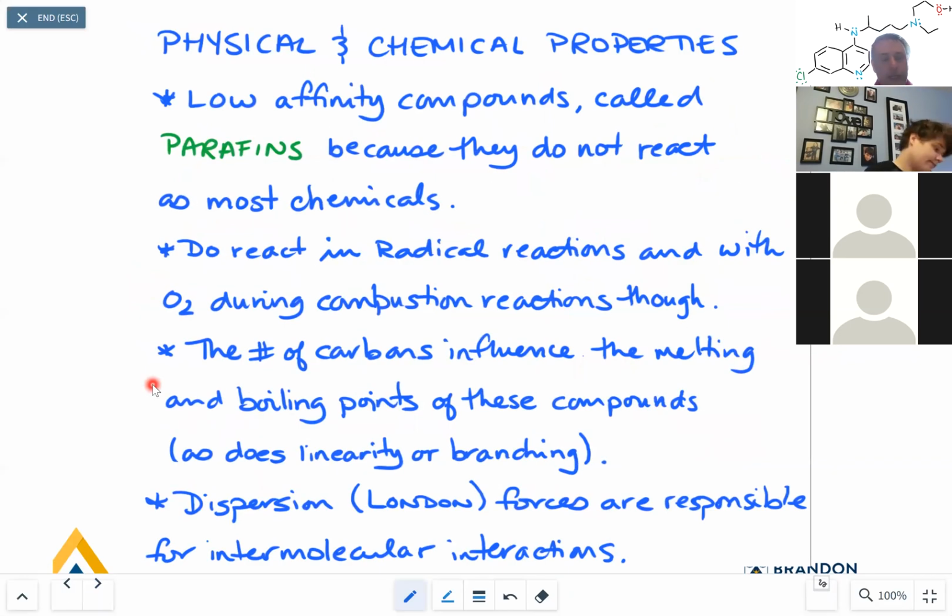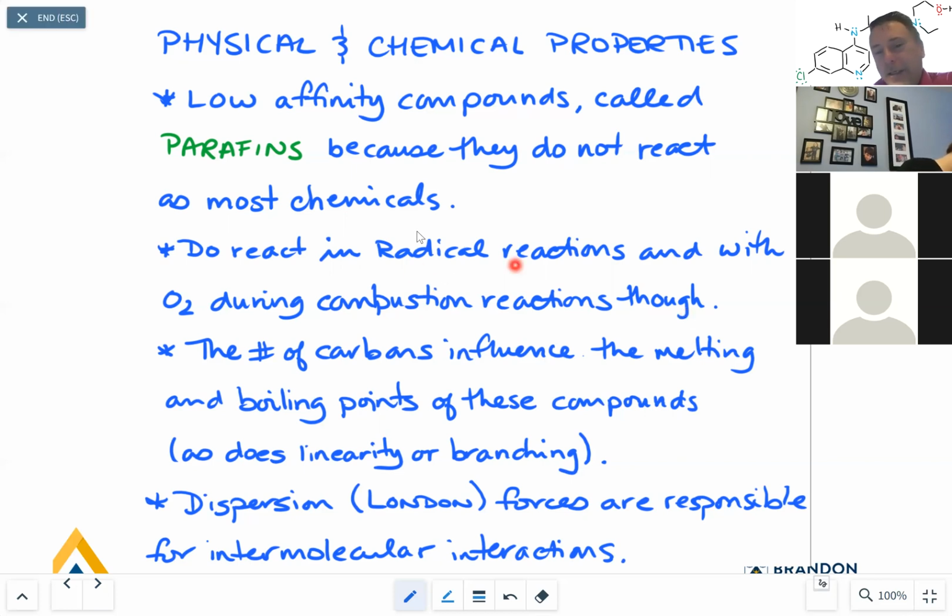All right, now we're approaching the end of this little section, which is nice, the physical properties and the chemical properties of these things. So they have a low affinity for most reactions. So another historic name, they're called paraffins because they don't react with most chemicals. They do react in radical reactions and with oxygen during combustion reactions. So we can burn these for combustion, use it in our cars all the time.